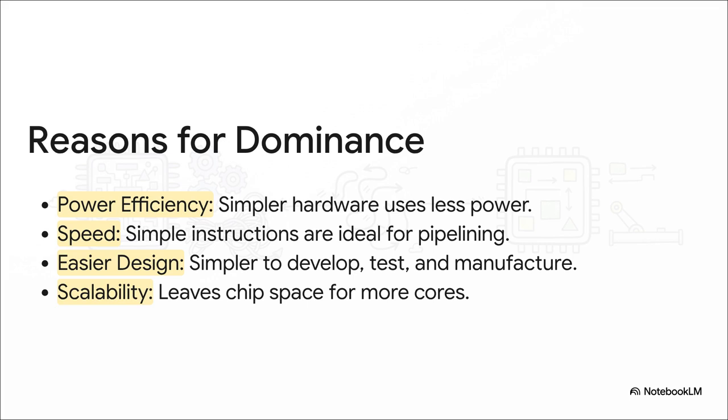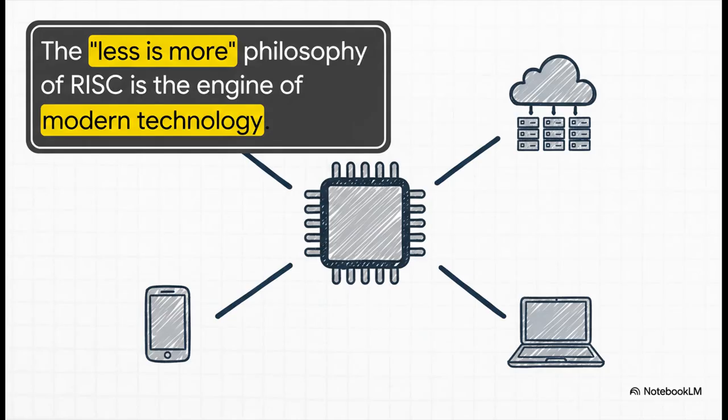Third, simpler designs are just plain faster and cheaper to develop and manufacture. And finally, scalability. Because a simple processor core is physically smaller on the silicon chip, it leaves a ton of extra room to add more cores or other specialized hardware. And that's really the big takeaway. The next time you pick up your phone or you see a news story about some massive new data center, just remember that the engine driving pretty much all of it is based on this wonderfully elegant idea that sometimes the simpler solution really is the most powerful one.